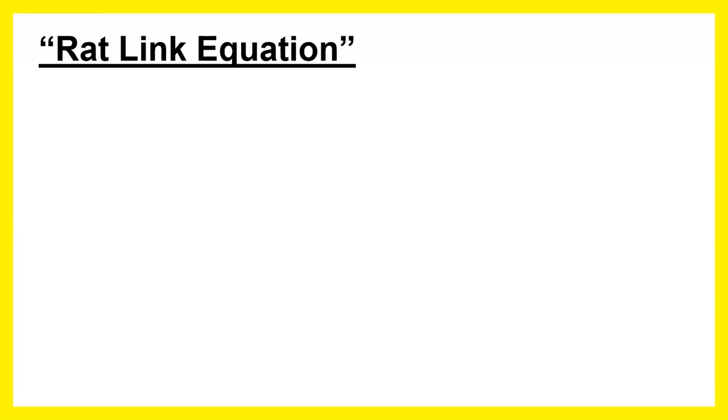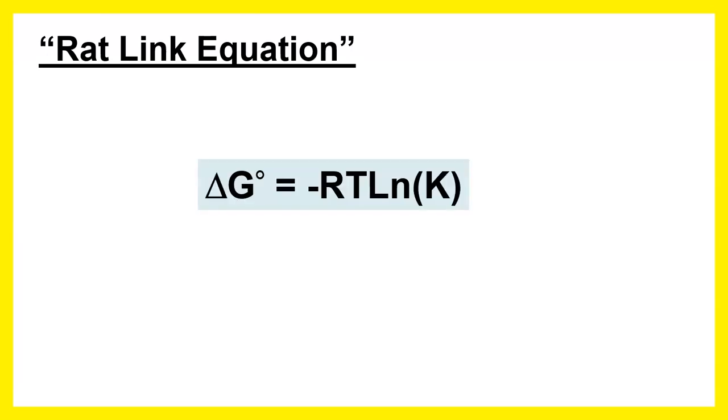That gets us a special equation that we have nicknamed the rat-link equation. Delta G equals negative RT ln of K. ln is natural logarithm. And you should recognize R. Make sure you use the correct R. That's very important. This is how we can make this bridge between our chapters.